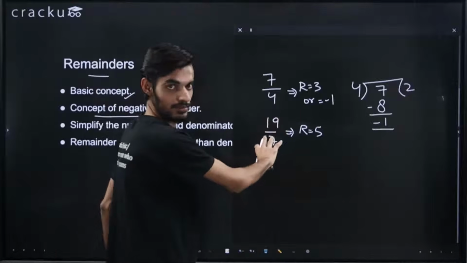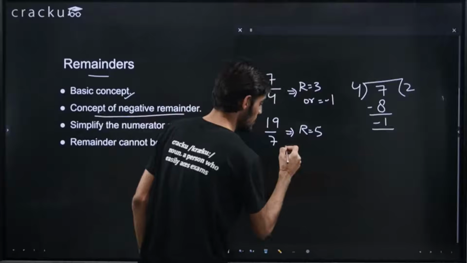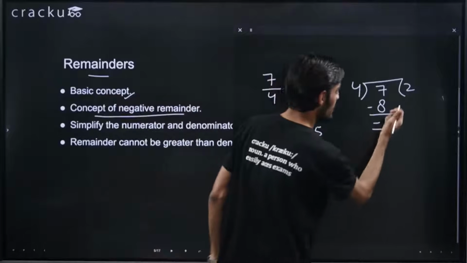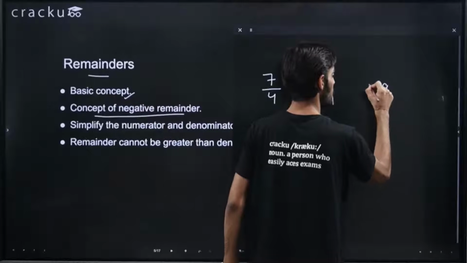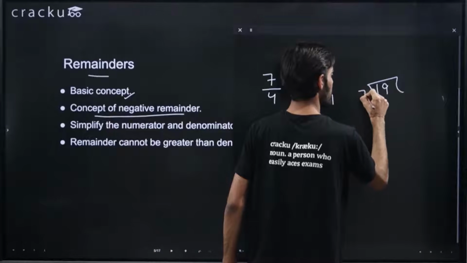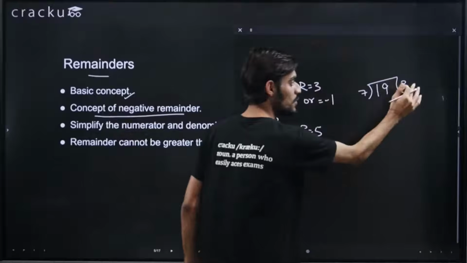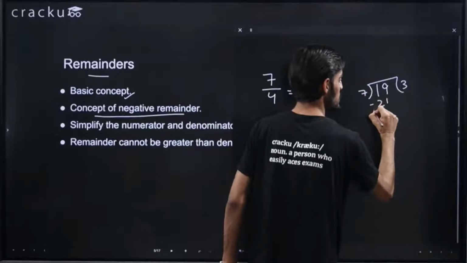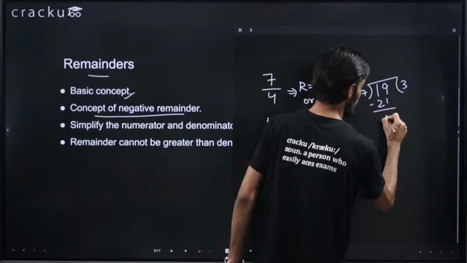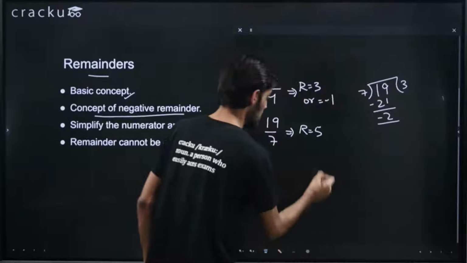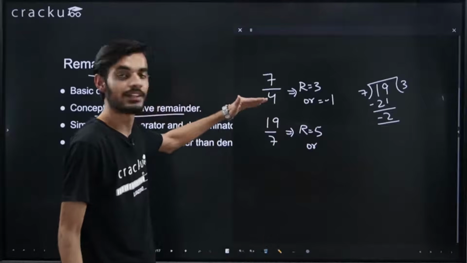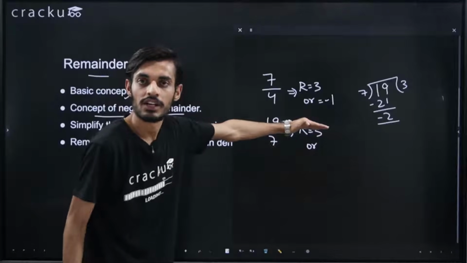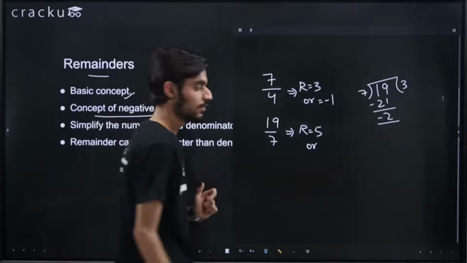We can do the same with this calculation also. So if we are dividing 19 by 7, I can do it here for you. Let's say I'm dividing 19 by 7. So 7 into 3 is 21. So this will come out to be 2, that is minus 2, of course. So if I'm dividing 19 by 7, the remainder can be either 5 or minus 2.